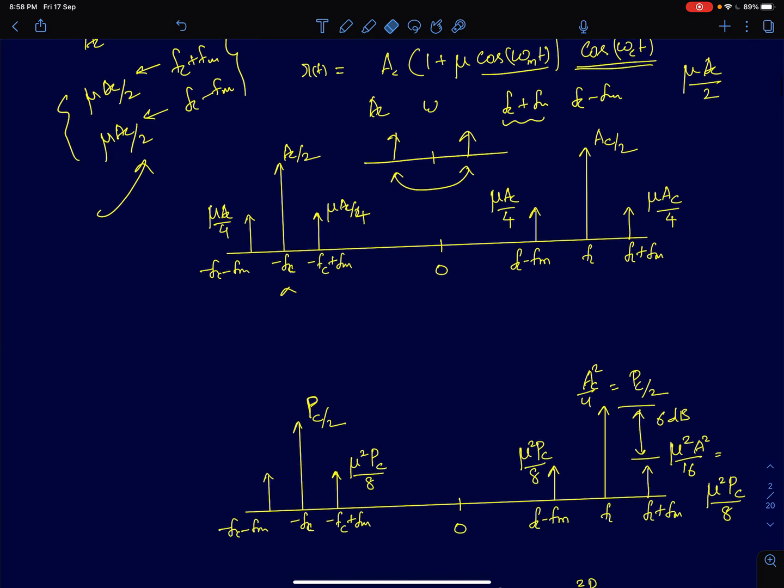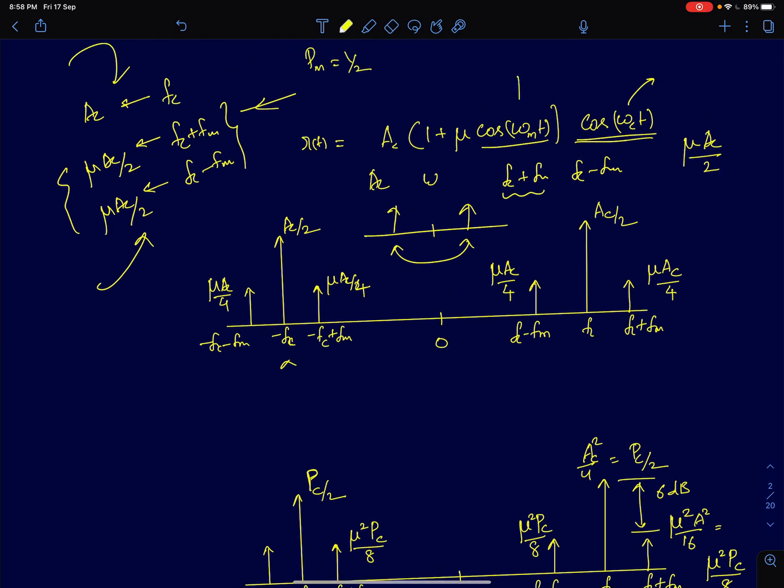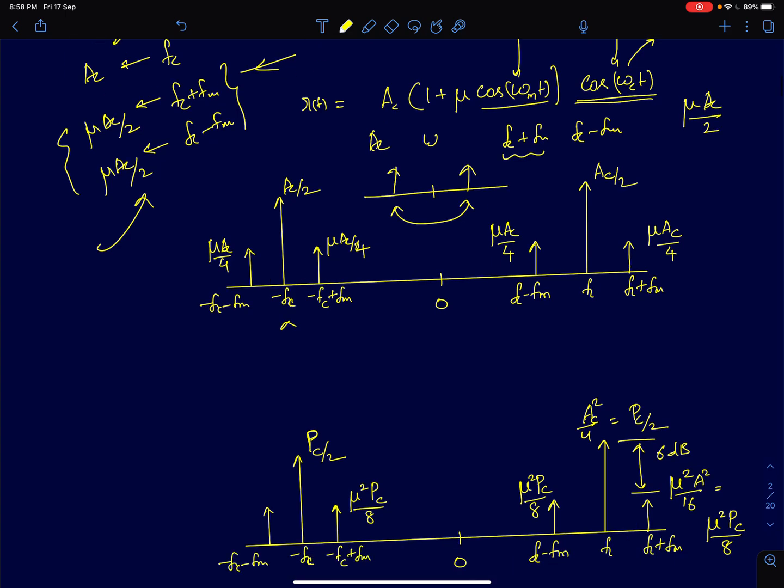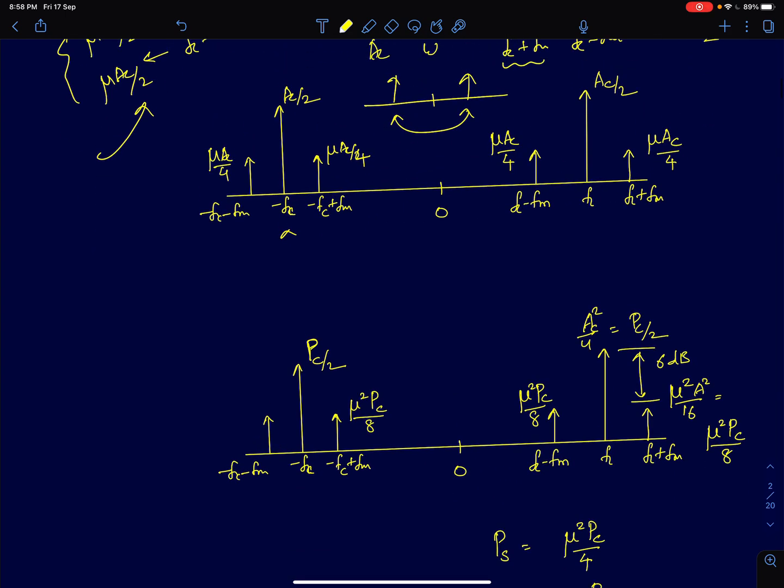That's going to be the same irrespective of the phase of the message and the carrier signal. And I'm writing the power spectral density here. I've assumed a sinusoidal modulation, so square the individual terms. The power contained in the carrier, I'm talking only about the positive frequencies now, will be AC square by 4, which is PC by 2, half the power in positive frequencies.